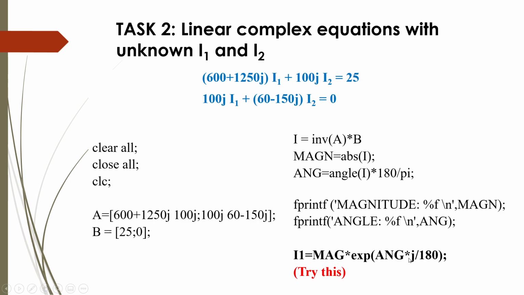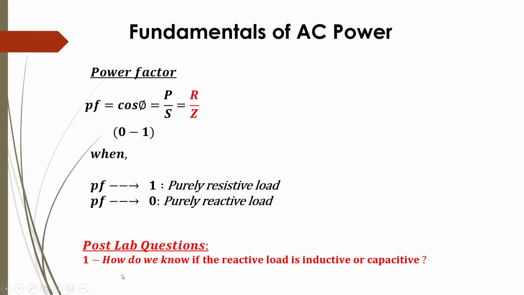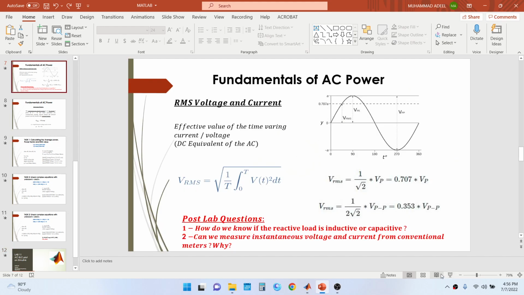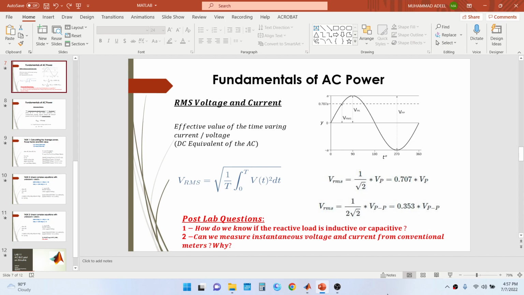There are three components of the post lab. The last part is this one, and the first two parts we have already discussed. Here, you need to find out the reactive load, when it is inductive and capacitive, and what happens to the power factor. Then the same for the voltage and current in a conventional meter: what happens if you measure them with a conventional galvanometer-type meter.